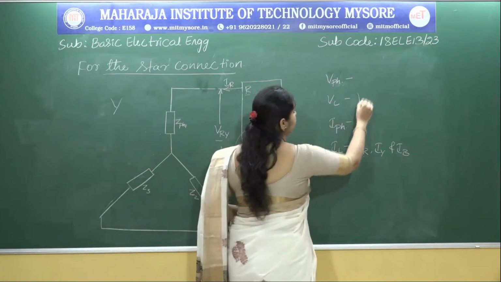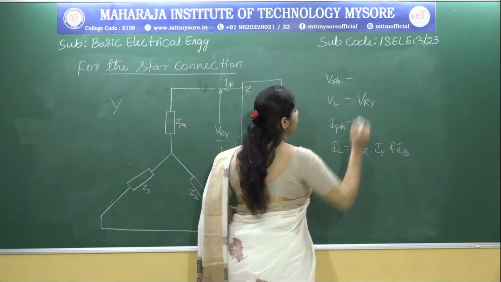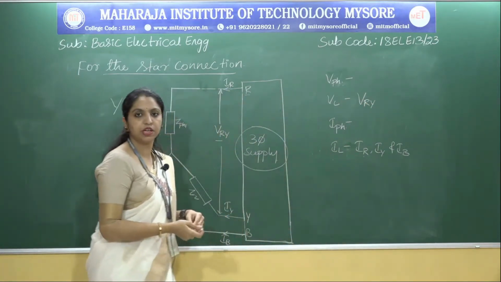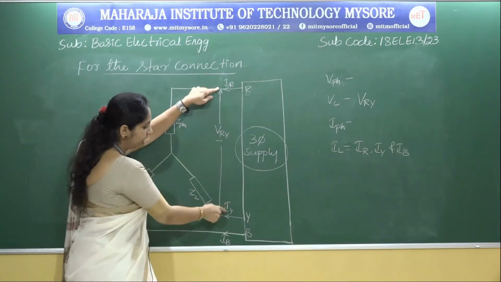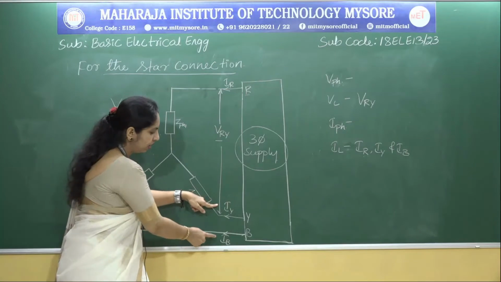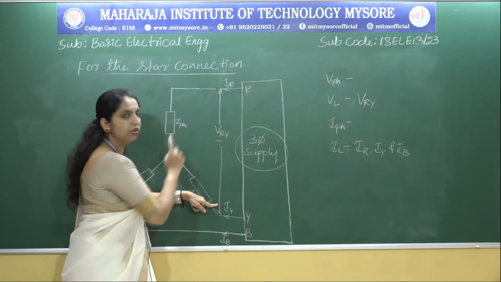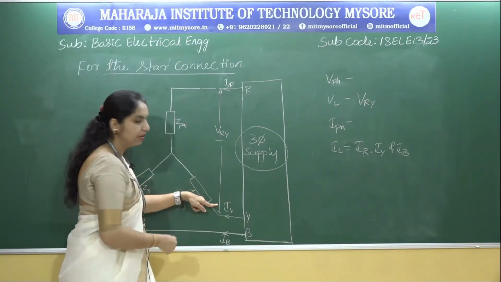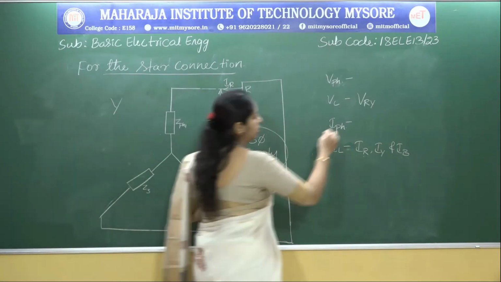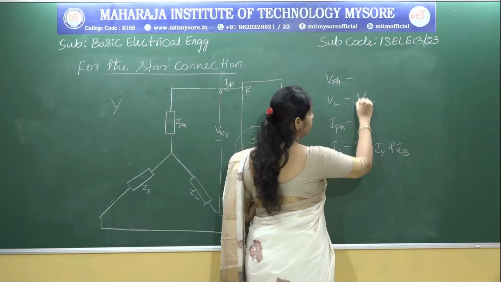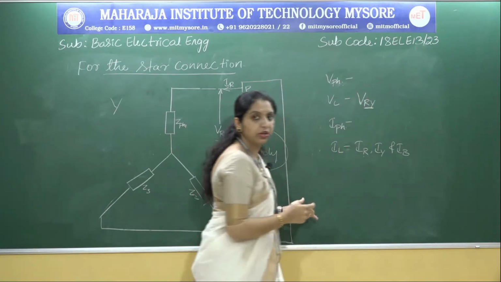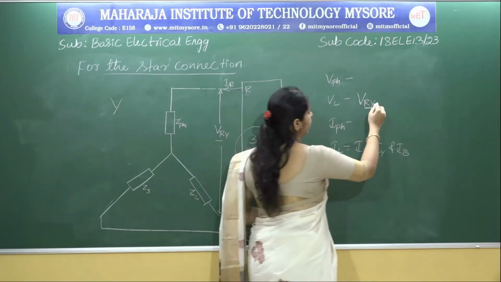So these are the line voltages. How many line voltages can we have? We can have three line voltages. One is from R to Y, similarly from Y to B, and another voltage from B to R. So we have three line voltages, for example from R to Y, because there are two lines here. When we measure voltage across two lines, we call it line voltage.